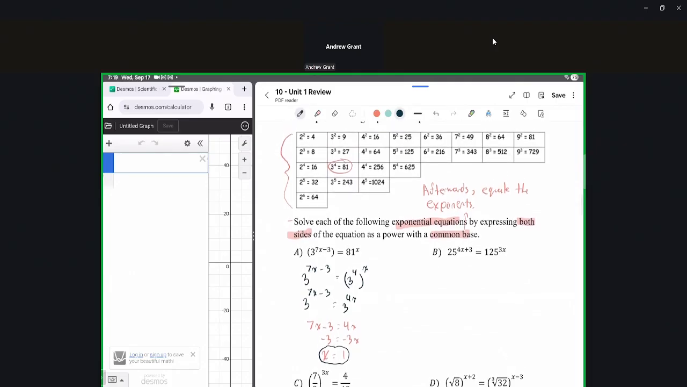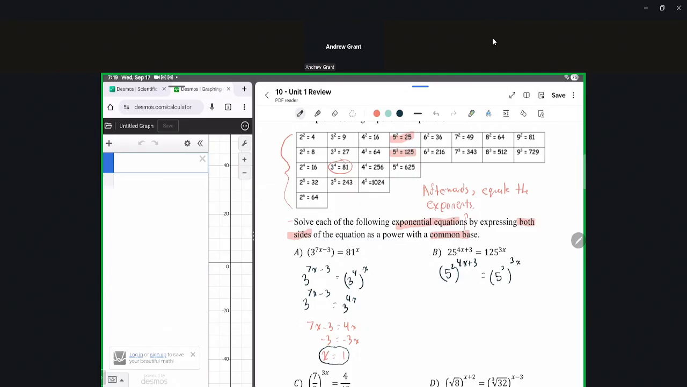Okay, letter B, we have 25 to the power of 4x plus 3 is equal to 125 to the power of 3x. Fun fact, if a number ends in 5, it's always divisible by 5. And in this case, we can see that 5 to the power of 2 is 25, and 5 to the power of 3 will be 125. So we can rewrite 25 as 5 to the power of 2, all to the power of 4x plus 3. 125 is the same thing as 5 to the power of 3, all to the power of 3x.